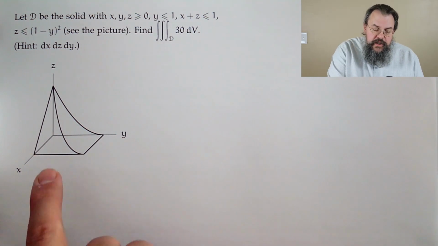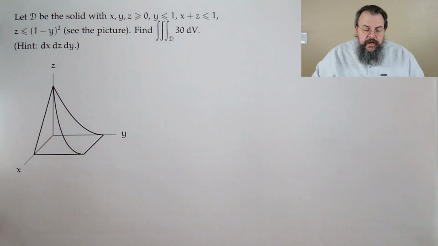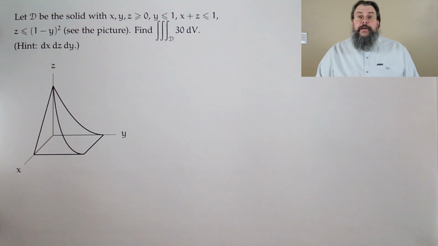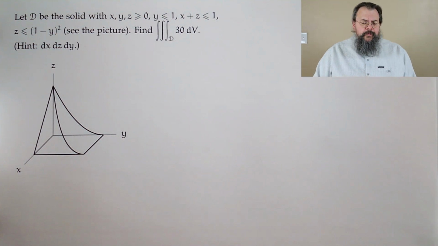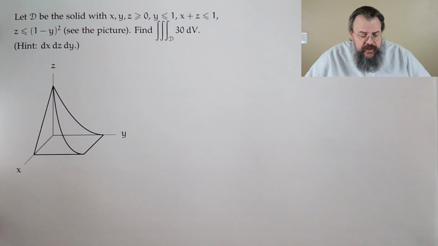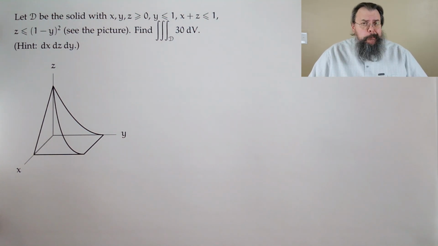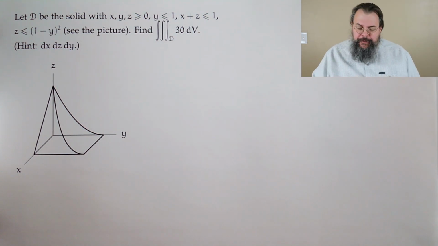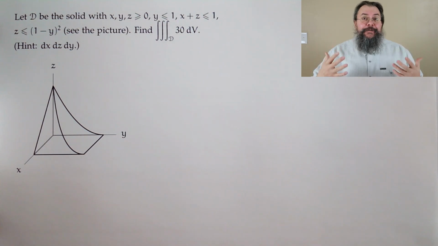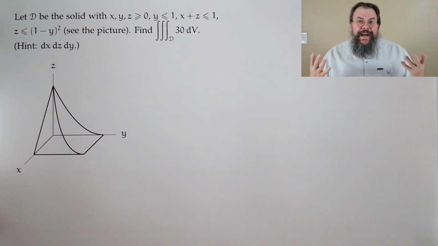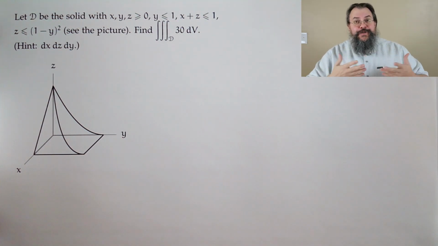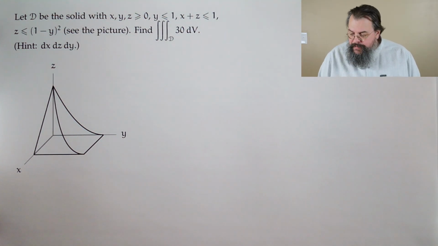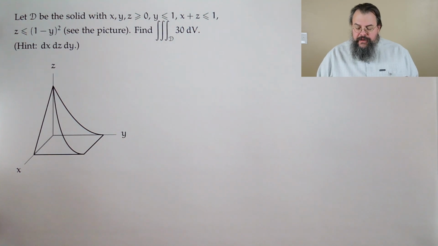All right, and they gave us a picture here. And so find the integral of 30 dV. Interesting. Then there's this sort of cryptic hint, dx, dz, dy. We'll come back to that hint and talk about it. Now, the good thing is we don't have to be artists. They were nice, and they actually said, look, we will draw these pictures for you. Thank you.